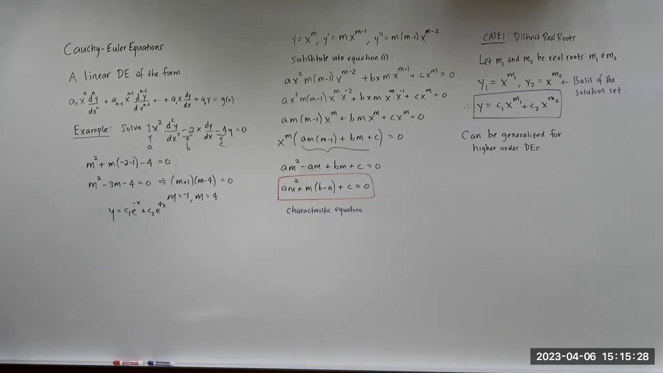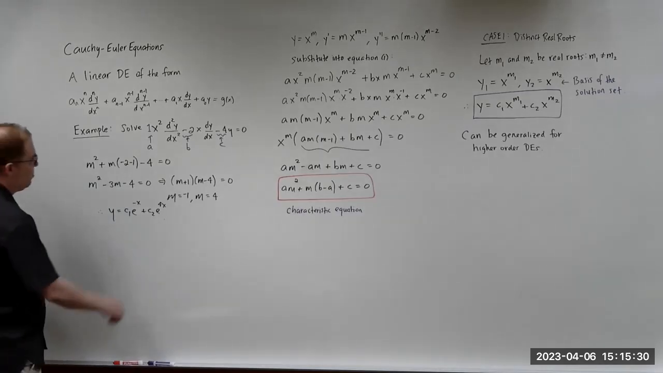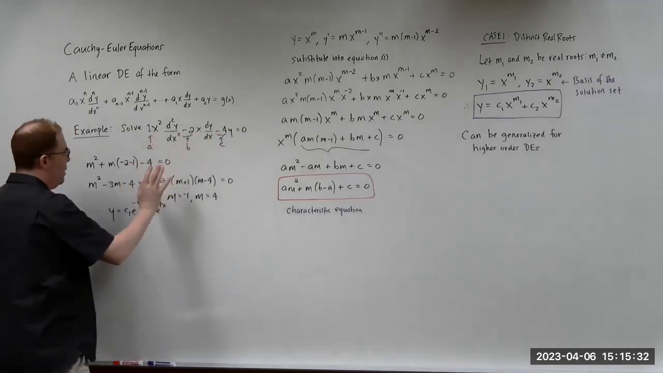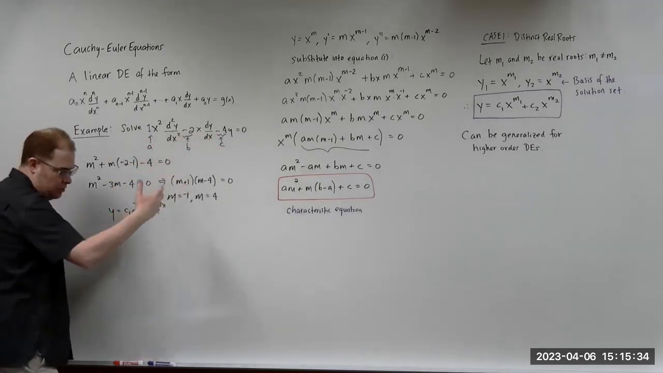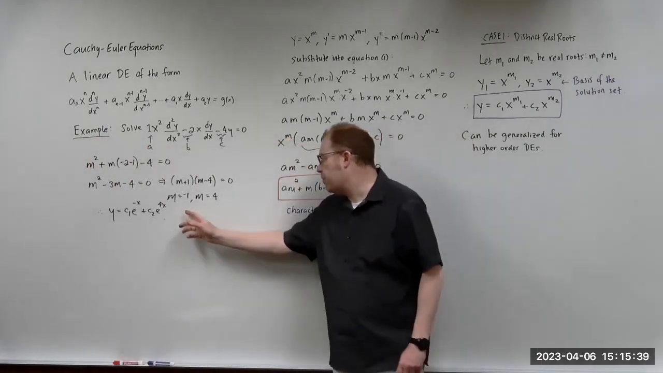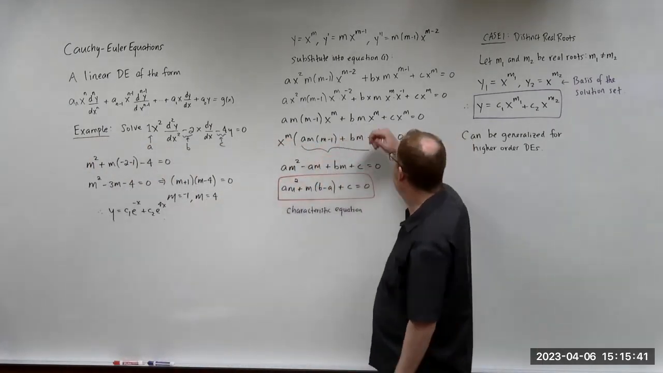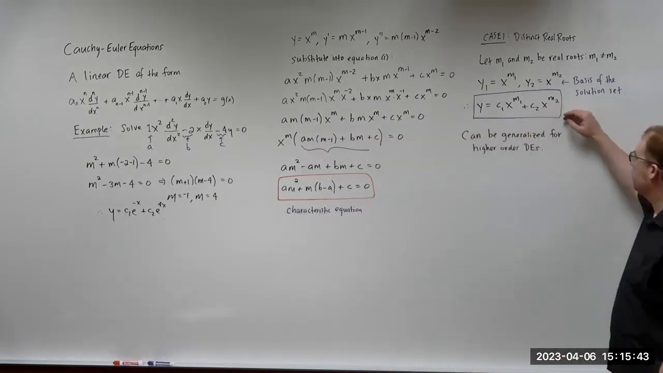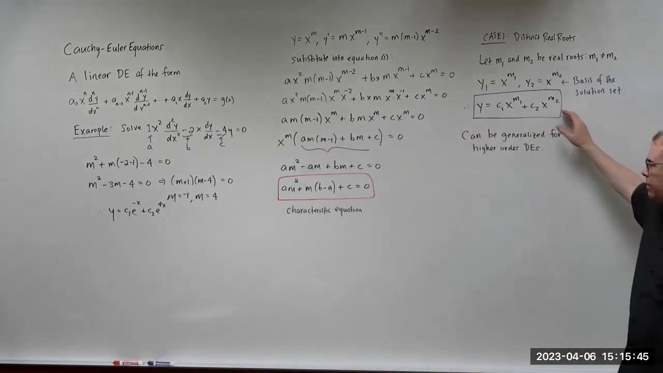Okay, so again, we just formulate our characteristic equation based on what we have here, solve that using either the quadratic formula or factoring, and then substitute those values into the equation that we derived.